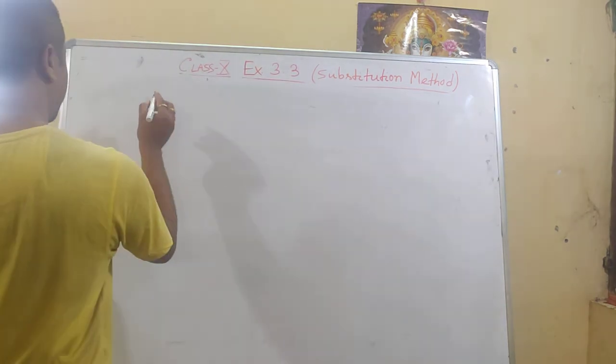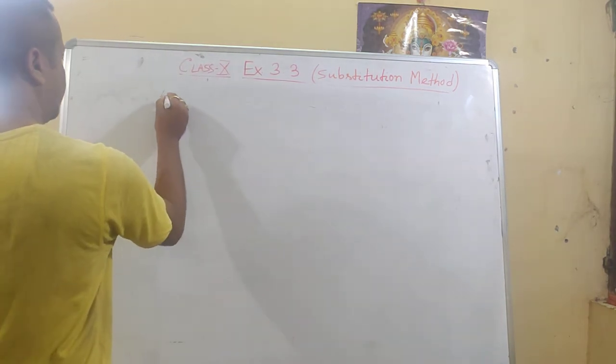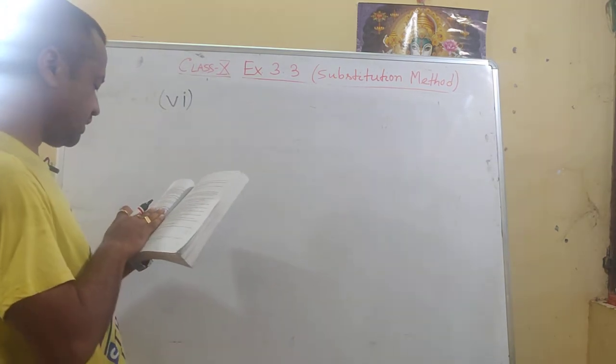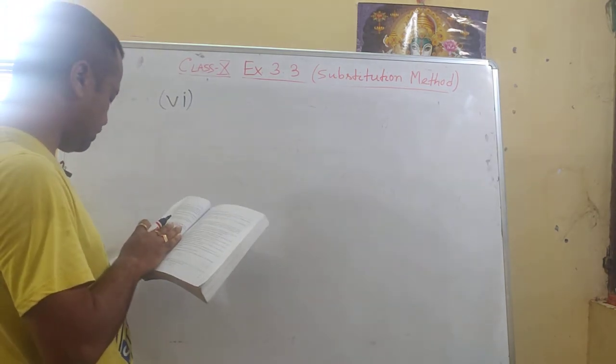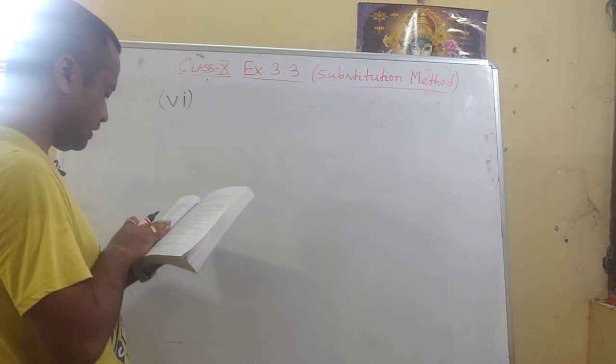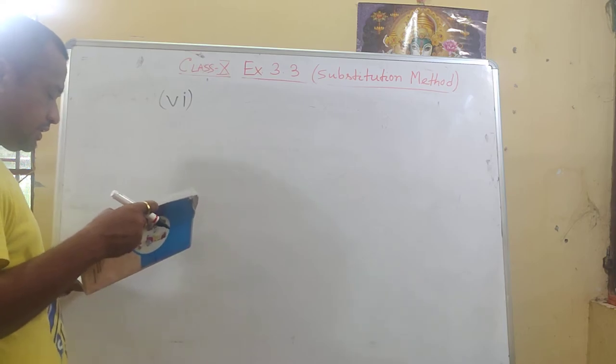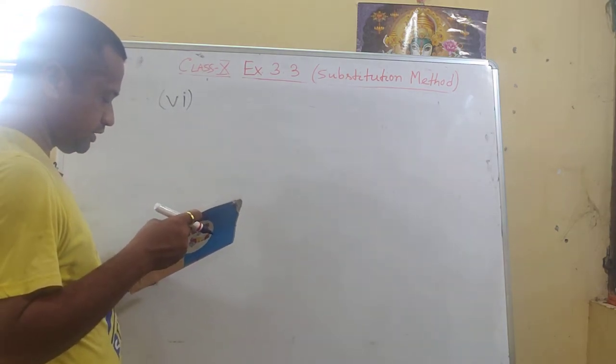So this is the last problem of this chapter, number 6. 5 years hence, the age of Jacob will be 3 times that of his son. 5 years ago, Jacob's age was 7 times his son's. What are their present ages? So a relation between the ages of father and son is given.